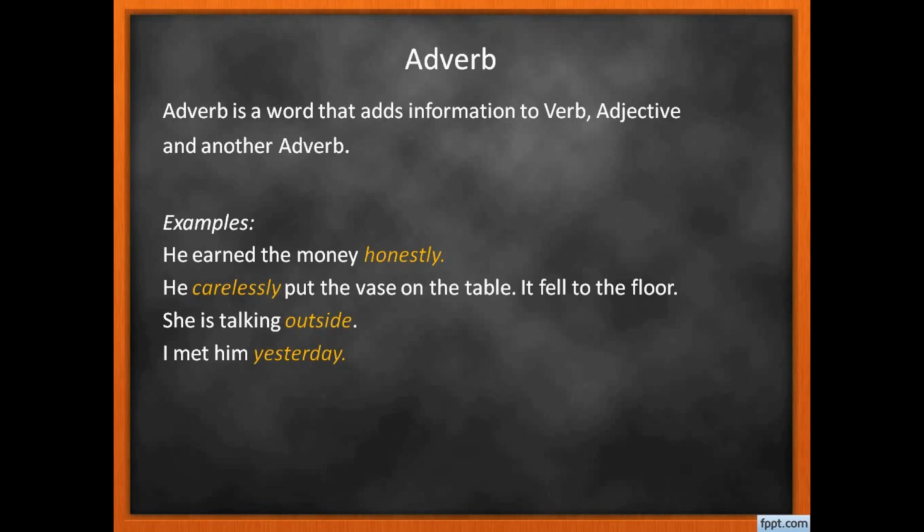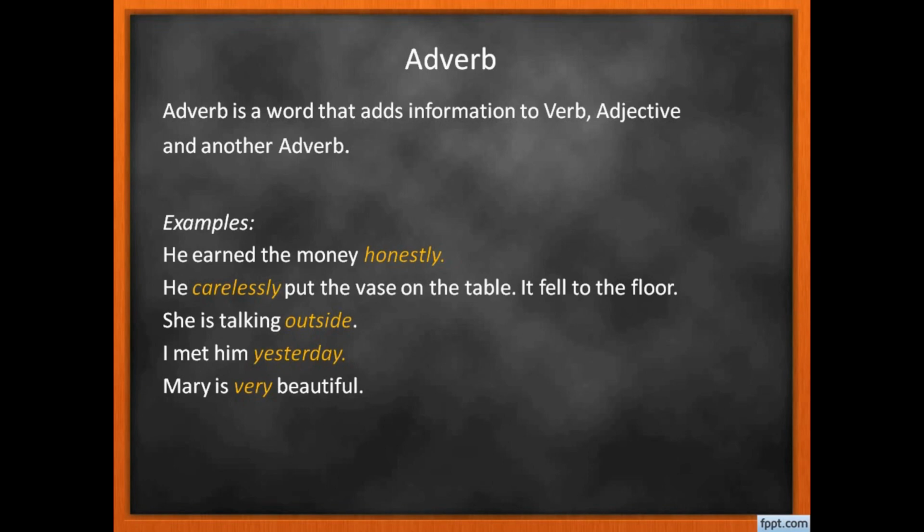Now in another sentence, Mary is very beautiful. Here the adjective is beautiful and very is an adverb. It tells how beautiful she is. Very is an adverb and it gives information about the adjective beautiful. It tells to what degree.